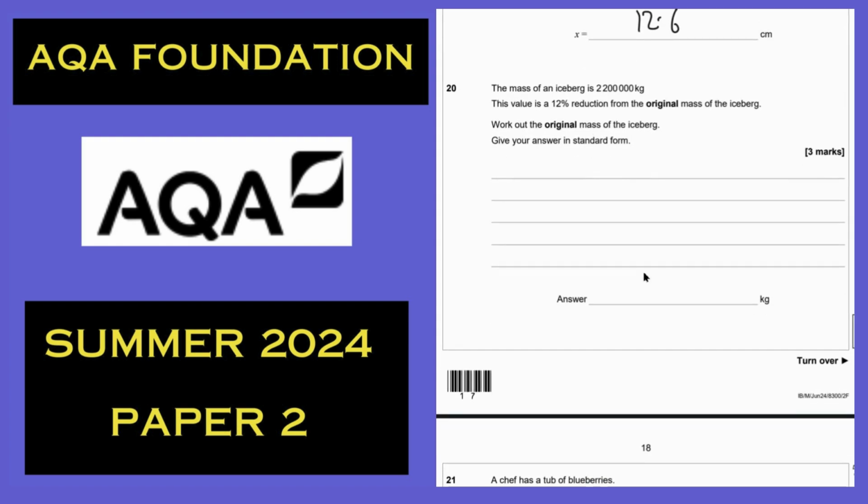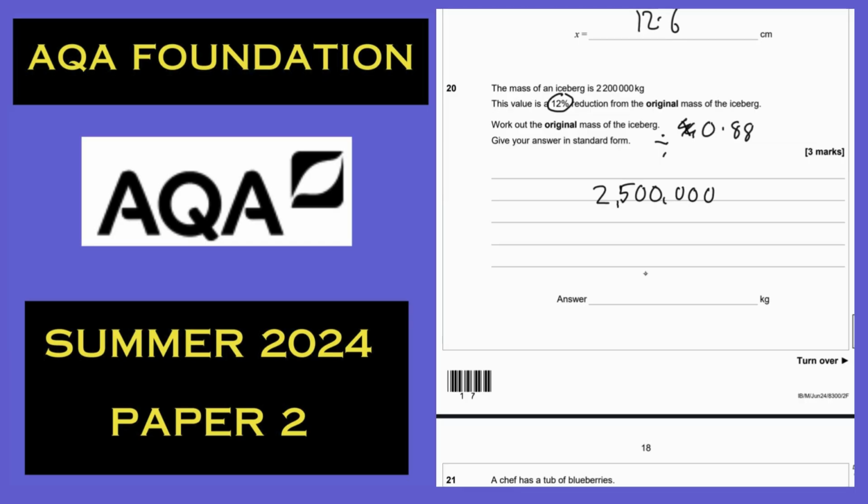Seems sensible. Number 20. It is reverse percentages. Okay, you don't know the original amount. You're working backwards. If you are reducing something by 12%, your multiplier would be 0.88. Reverse percentages means you need to work backwards. You do the opposite. You divide by your multiplier. Calculator spits out 2.5 million.